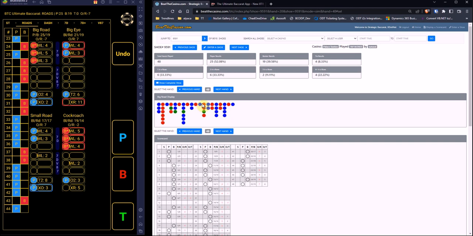So at this point, at this hand, 28, XTB opposites were a plus 6, and then the XTB repeat started coming, and the count started going down, plus 5, plus 4, plus 3, plus 2.